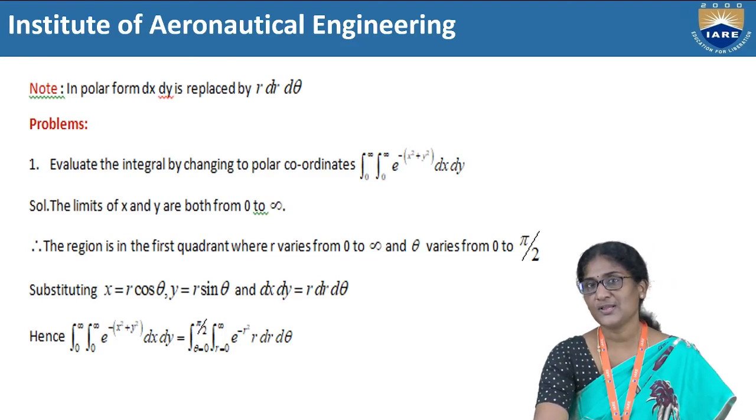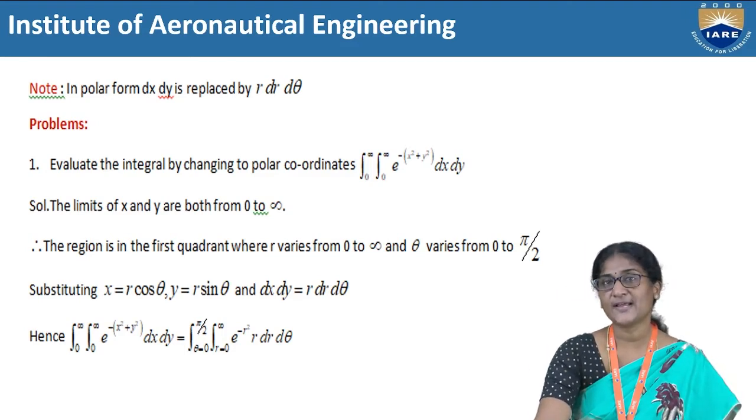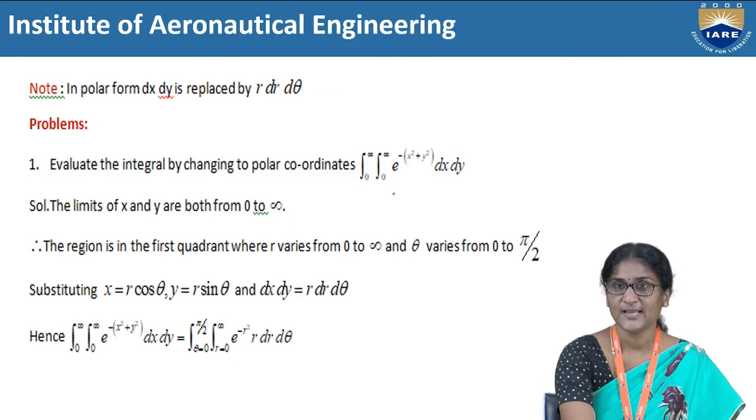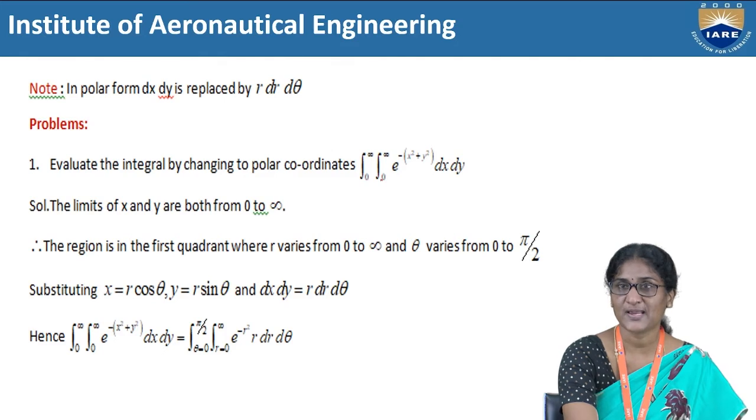Now I'll take one example. Evaluate the integral by changing to polar coordinates: integral 0 to infinity, e to the power of minus (x² plus y²) dx dy. Now you can see that the given question is in Cartesian form. Now we have to convert it to polar form.